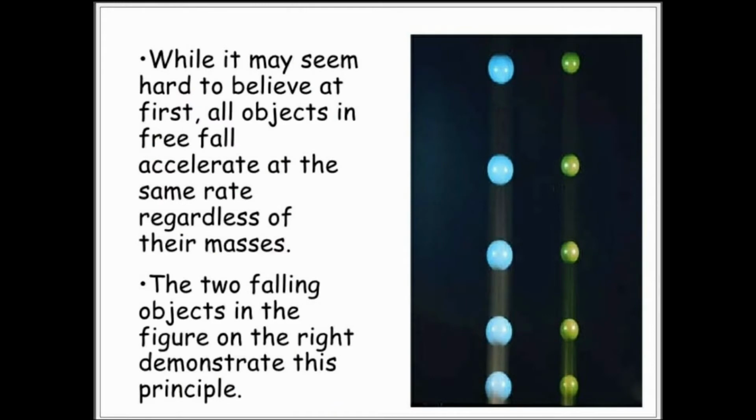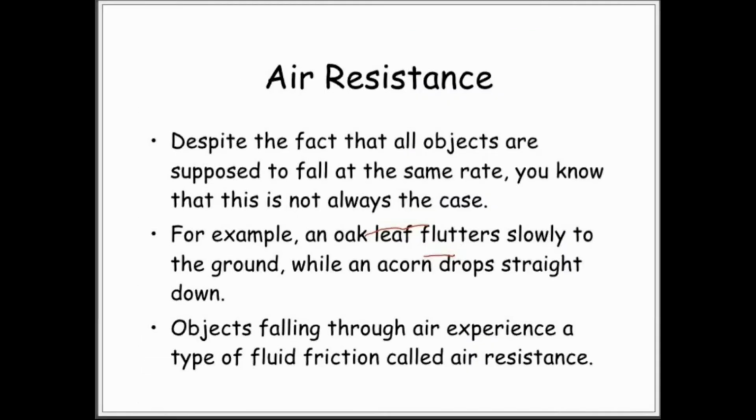While it may seem hard to believe at first, all objects in free fall accelerate at the same rate regardless of their masses. The two falling objects in the figure on the right demonstrate this principle. Air resistance. Despite the fact that all objects are supposed to fall at the same rate, you know that this is not always the case. For example, an oak leaf flutters slowly to the ground while an acorn drops straight down.